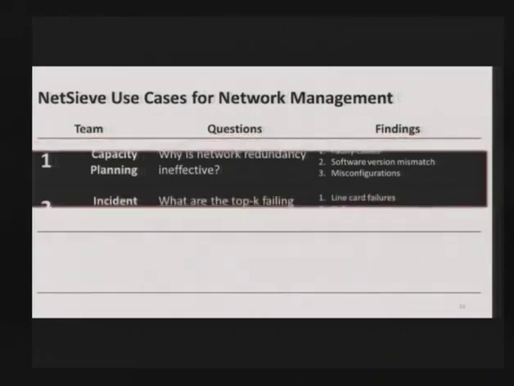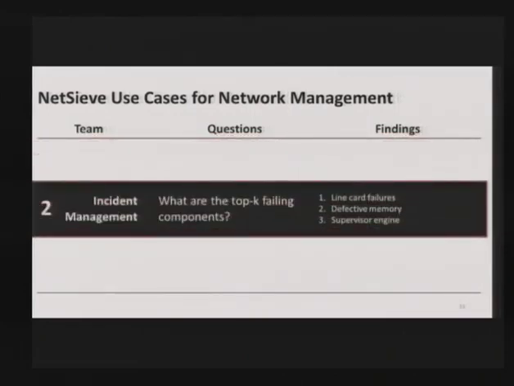The second question was, what are the components that fail within routers and switches? Using NetSieve, by applying it on thousands of tickets, we found line card failures, defective memory, and supervisor engine as the major contribution, as the major culprits here. The idea now is such a list of most frequently failing components or redundancy killing aspects can be used to proactively test a network for stability. That is the main utility.